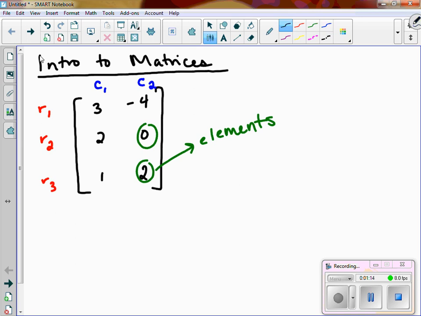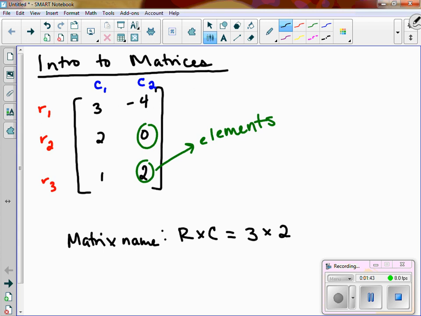A matrix is defined by its rows and then columns. So the matrix name, in this case, would be, again, rows by columns. So we'd have 3 by 2, and that's because we have 3 rows and 2 columns.